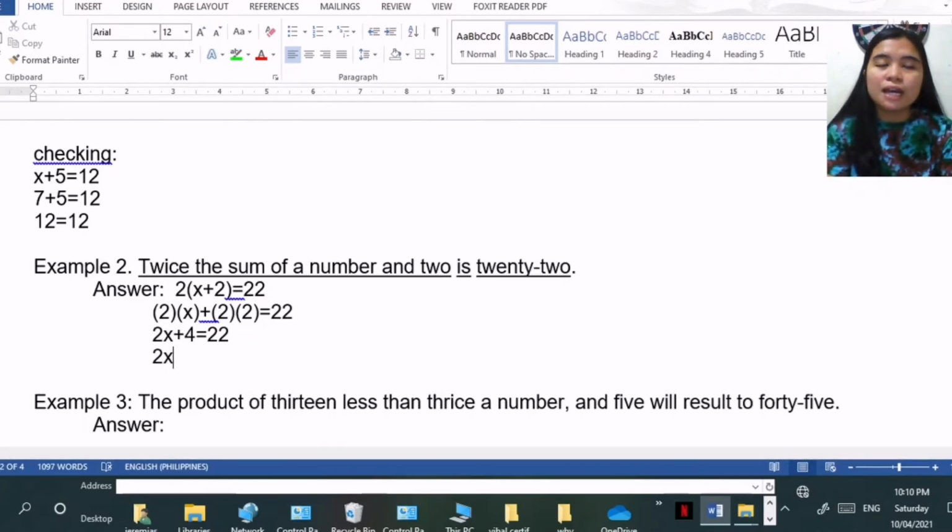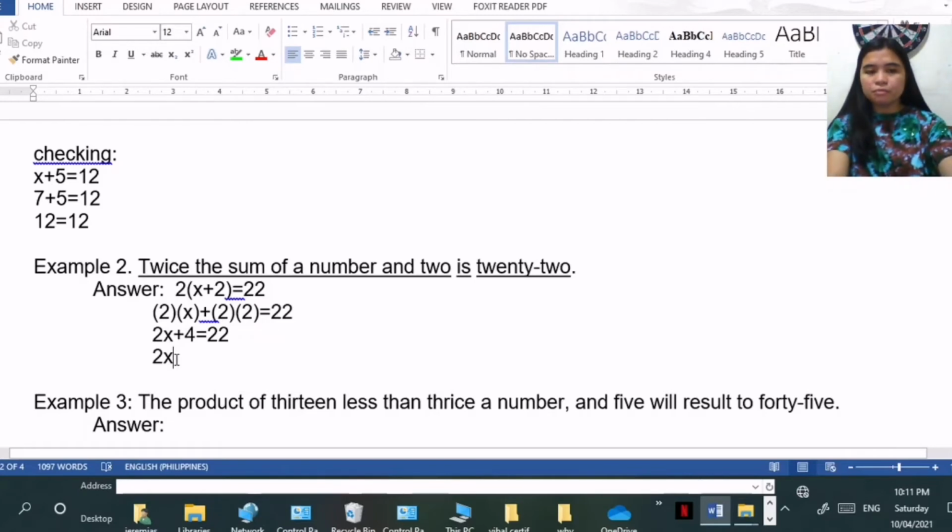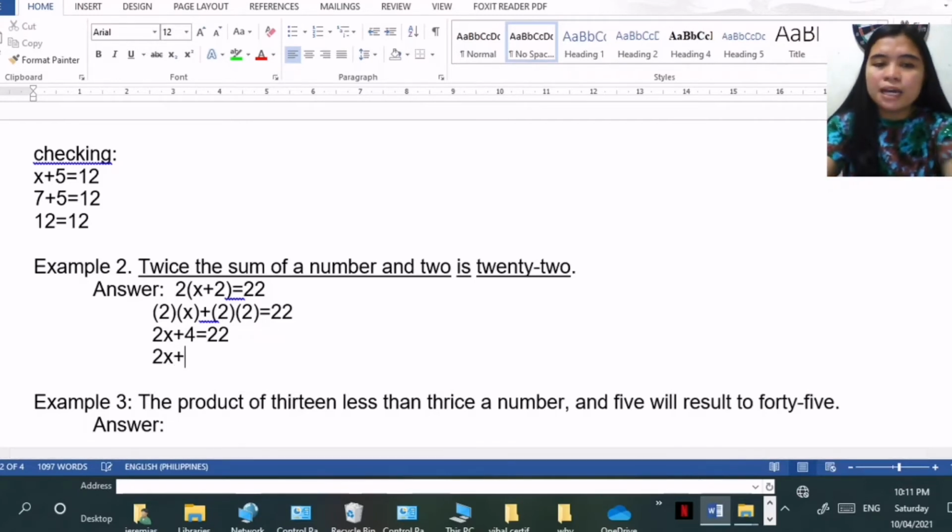Diba sabi ko kanina, kahit pa may katabing number yung variable. Okay po. Basta kasama niya lagi. Kasi ibig sabihin magkatabi sila, hindi sila pwedeng maghiwalay. Okay po. So, nakahiwalay yan kapag meron ng operation sa pagitan. Okay po. Although considered yan as 2 times x multiplication, pero dapat po magkatabi po yan. Okay po. And then copy plus 4.